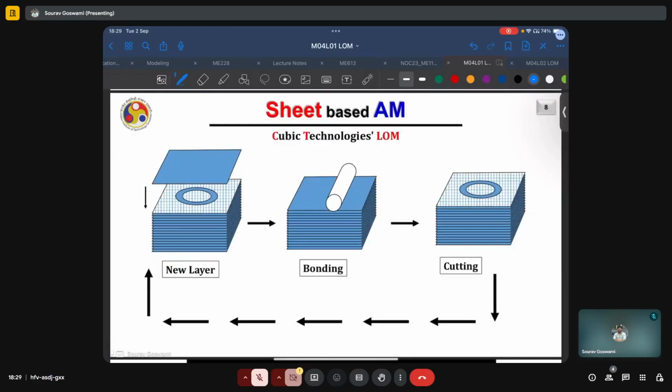A much simplified schematic is also present in this slide, where we see the cycles between the coming of a new layer, its adhesion with the previously deposited layers or the bonding process, and the cutting of the desired shape in the present layer.